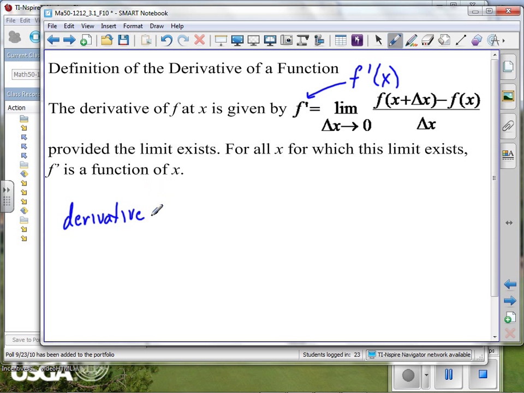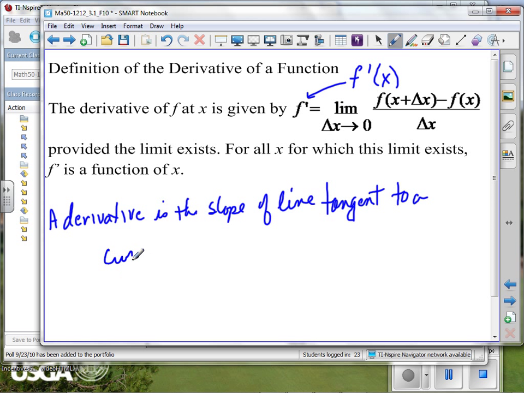I wrote this. A derivative is the slope of a line. Did I give this to you guys? No. Okay. I know we talked about it, but here's the sentence. I don't want you to memorize it, but I want you to understand what it says and be able to tell me something in your own words. A derivative is the slope of a line tangent to a curve at a point.